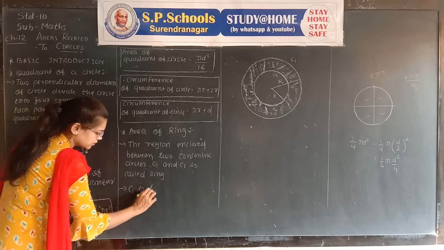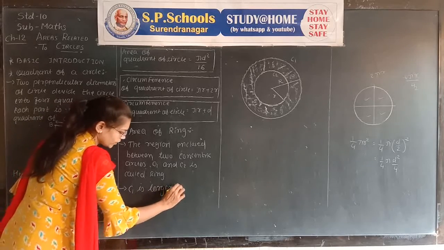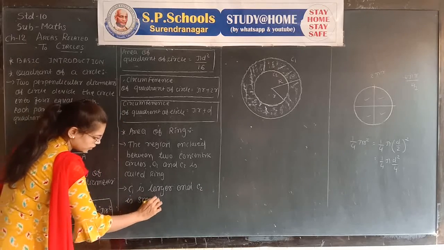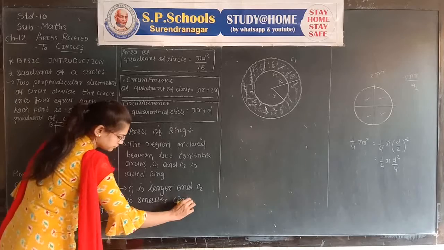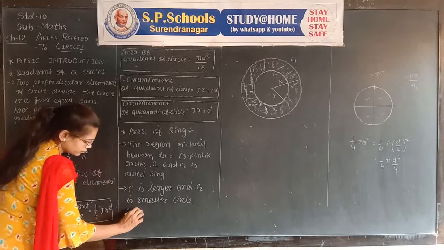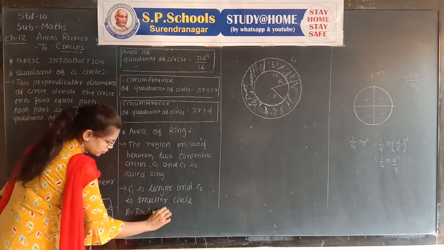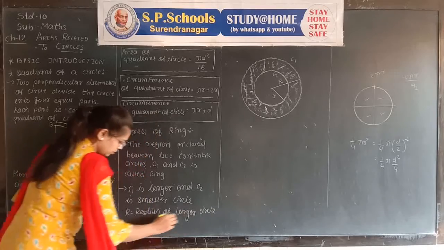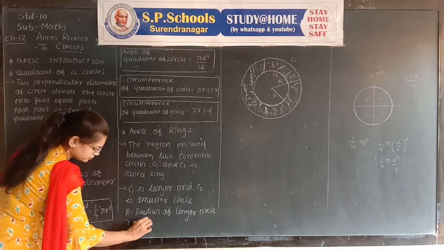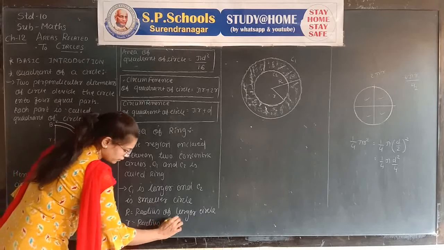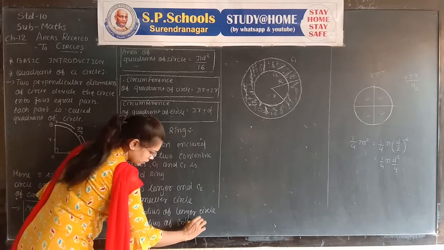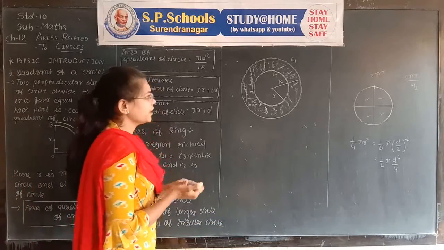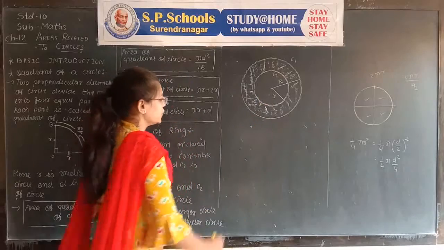C1 is the larger and C2 is the smaller circle. Capital R is equal to the radius of the larger circle, small r is equal to the radius of the smaller circle. To obtain the area of a ring, subtract the area of circle C2 from the area of circle C1.